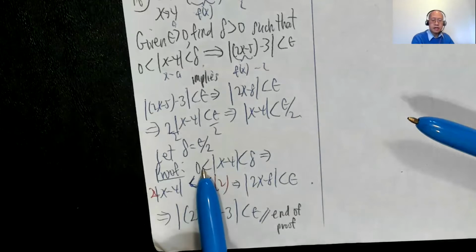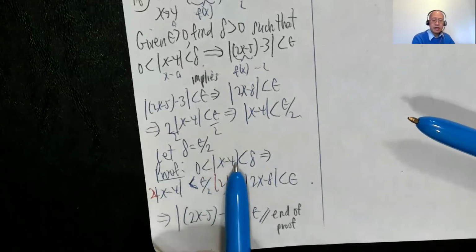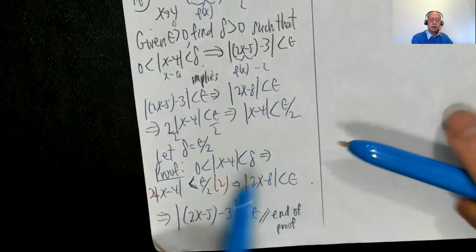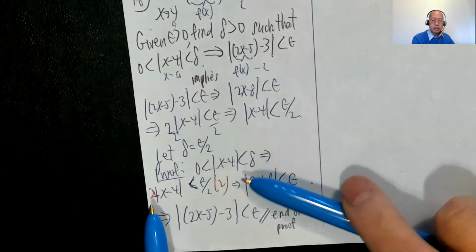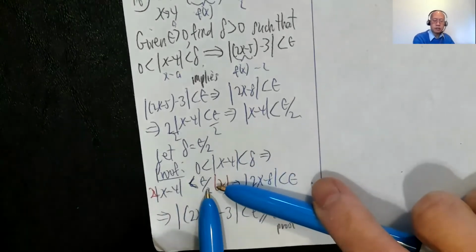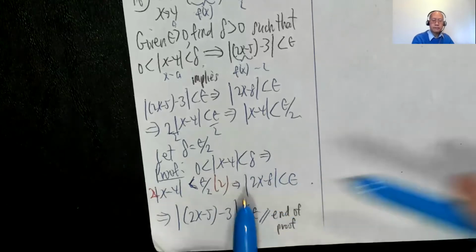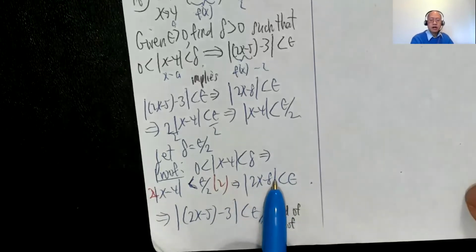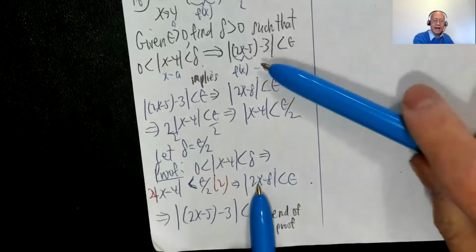Start with 0 less than absolute value of x minus A, x minus 4, less than delta. I basically just retrace my steps. Multiply both sides by 2. So absolute value of x minus 4 is less than epsilon over 2, because that's my delta. Multiply both sides by 2, and I get absolute value of 2x minus 8 is less than epsilon. Final step is to force this to look exactly like that.